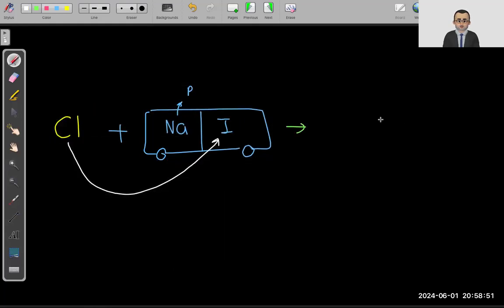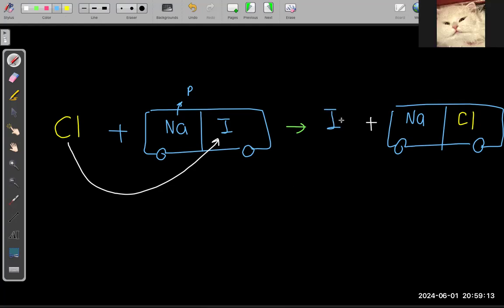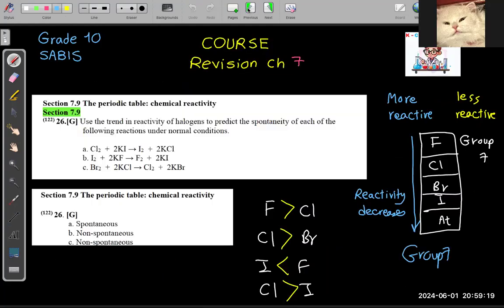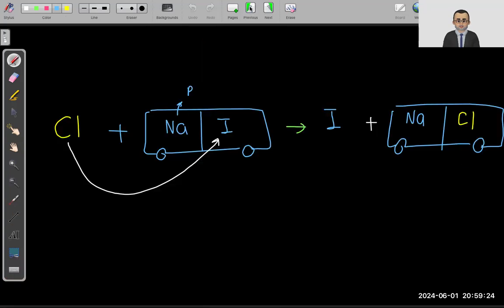Now what happens is the car, the same car, the sodium is still sitting in it. As we said, the sodium does not care who is inside. But who came instead of the iodine? The chlorine came inside. And who is kicked out? Which one is kicked out? The iodine is kicked out. So the iodine is the one which is kicked out from the car. Why? Because chlorine is more active. Chlorine is stronger. So we said that the more reactive displaces the less reactive from its compound, which we symbolize as the car here.